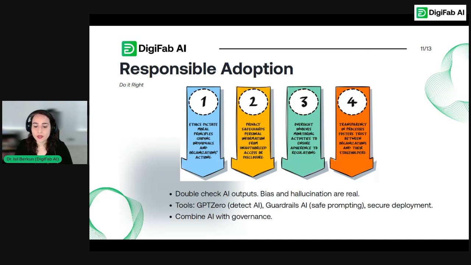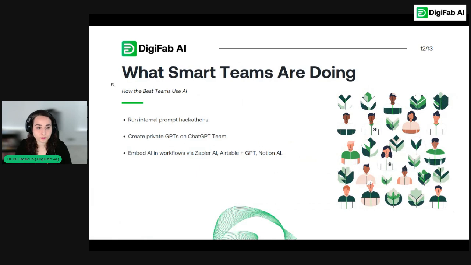So with that, I will wrap this quick overview with the tools we have explored today as a take-home summary, to make things easy for us. And what are these tools, and what are smart teams doing? Smart teams today run internal prompt hackathons. Inside the company, they have events and awareness to encourage these hackathons.